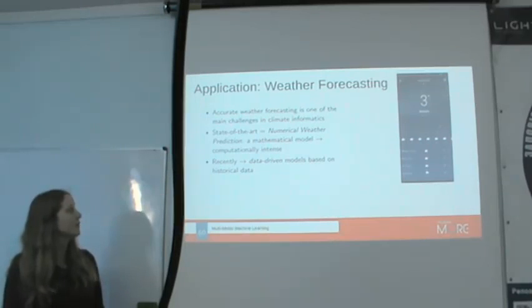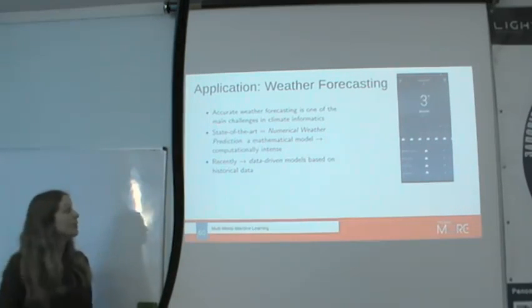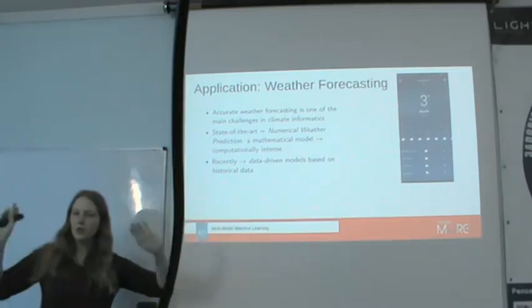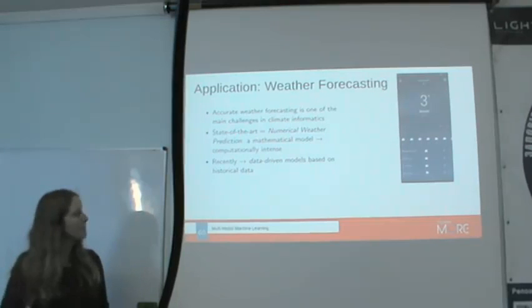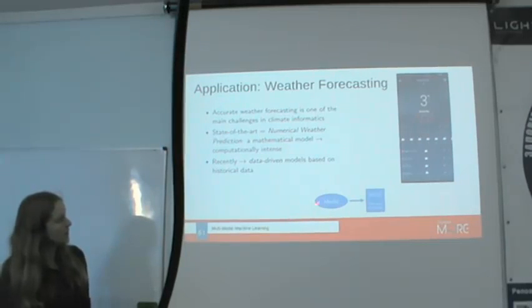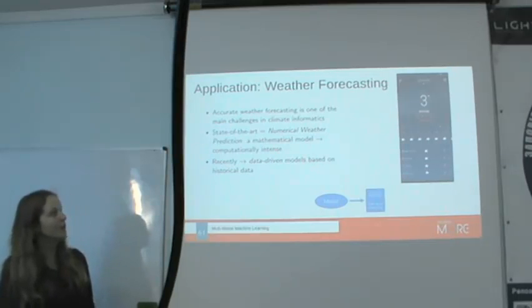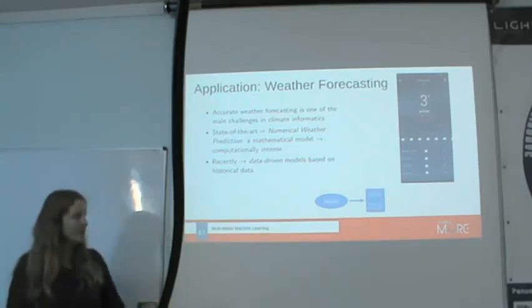Recently, a lot of data-driven models have come up, which are basically machine learning models and which will use historical data. They will look at all the data from all the weather that happened before and try to predict it. So we want to have a model that predicts the temperature of tomorrow. Like if you have a weather app on your phone, it will say the temperature of tomorrow. We want to have this.